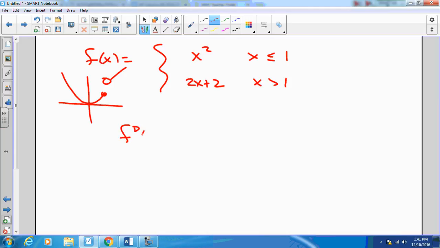And f prime of x is now equal to 2x for x less than 1, and 2 for x greater than 1. And at x equals 1, my derivative fails to exist. How do I know? Because f is not continuous there. And differentiability implies continuity. Therefore, f cannot possibly be differentiable, because it would be continuous, and it's not.